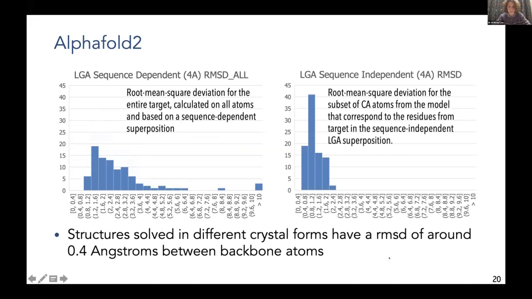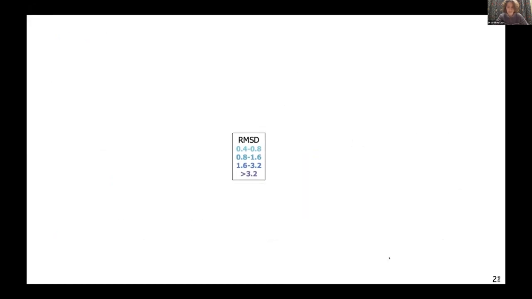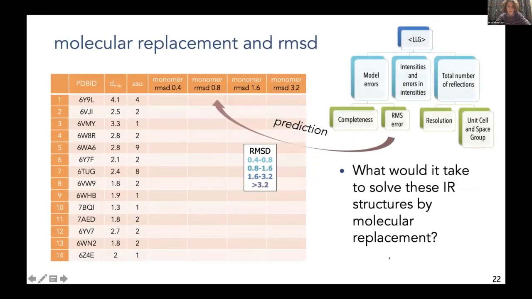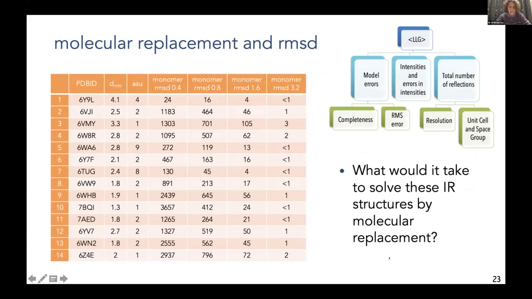And just to give you some degree of context, structures solved in different crystal forms have an RMSD around 0.4 angstroms between backbone atoms. So I'm just going to bin these so you can see the zones. We've got 0.4 to 0.8, 0.8 to 1.6, 1.6 to 3.2, and then greater than 3.2. And that is what we're going to use for our prediction of what we would need to solve these structures by molecular replacement. Okay, so these are the numbers when we calculate them.